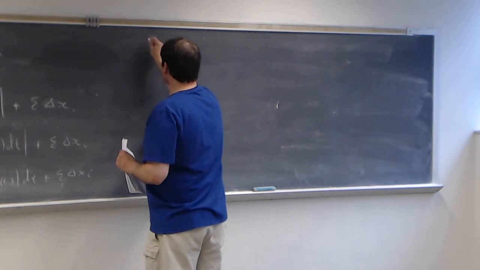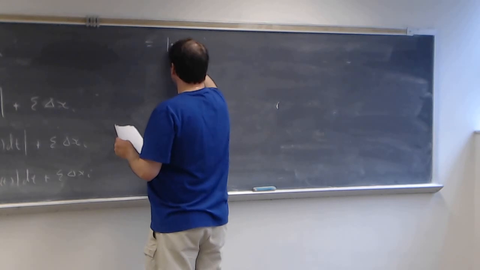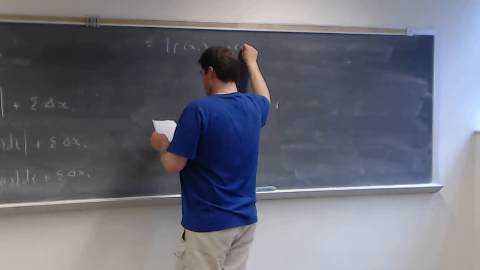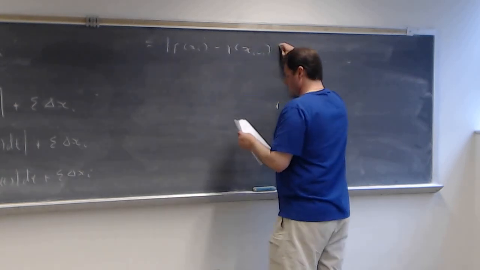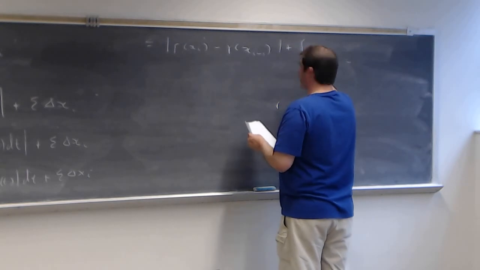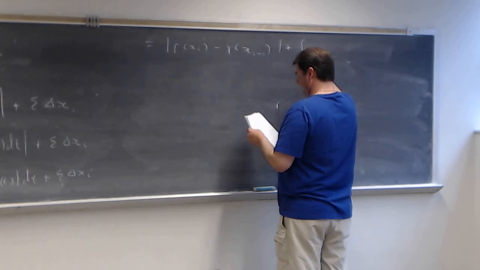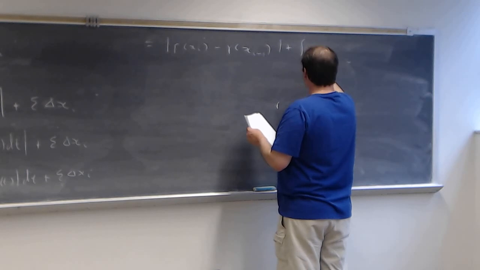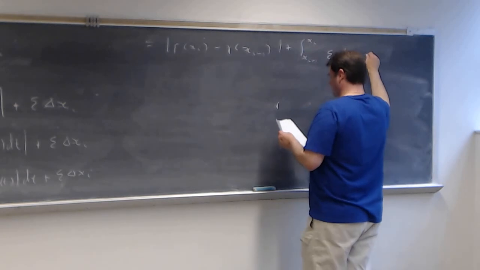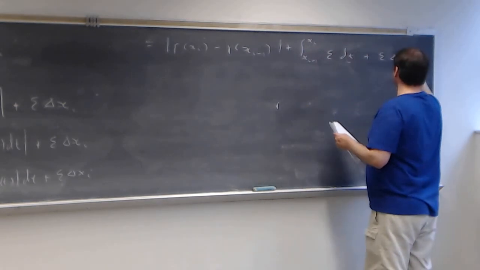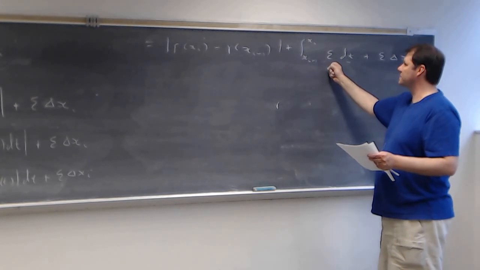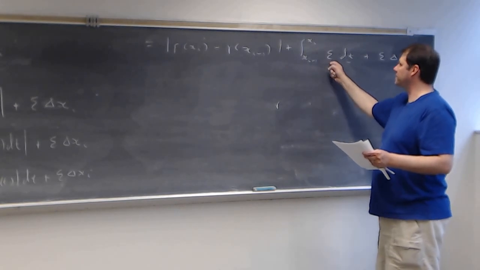Now that's going to be less than or equal to the norm of gamma of x sub i minus gamma of x sub i minus 1 plus the integral from x sub i minus 1 up to x sub i of epsilon dt plus epsilon times delta x sub i. The reason that we got less than or equal to is I replaced the second integral in our previous line by the integral of this epsilon.